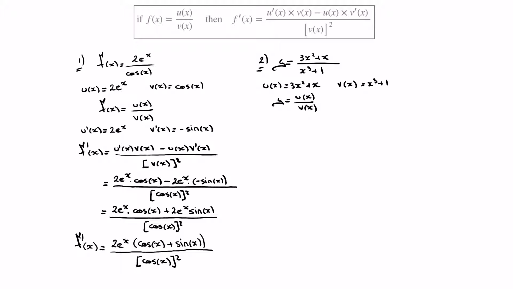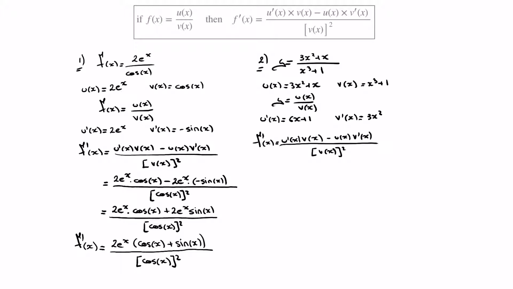And once more, these functions u and v can be differentiated quite simply. We can see that u dash of x would equal 6x plus 1, and v dash of x equals 3x squared. Now that we've done all this, we can go ahead and use the quotient rule for differentiation and state that f dash of x equals u dash of x v of x minus u of x v dash of x, all of which is divided by v of x squared.